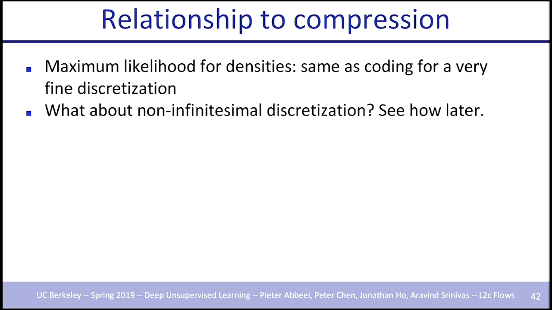Some comments on the relationship to compression. Maximum likelihood for densities is really like coding with very fine discretization. So you're saying each of my bins is really, really small, to a degree that is well approximated by the density. And what about non-infinitesimal discretization? I actually have no idea what this means.